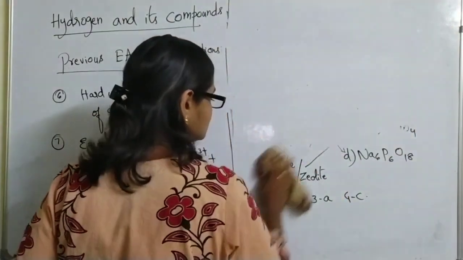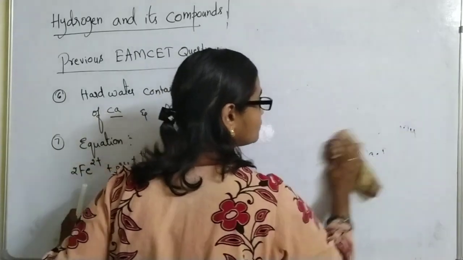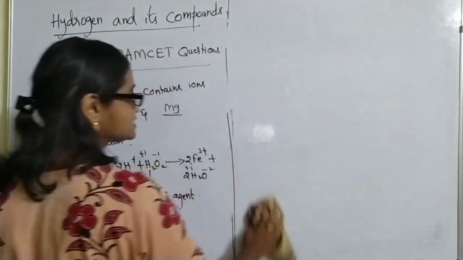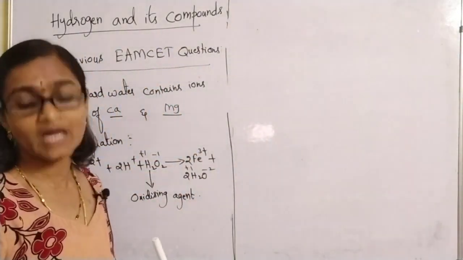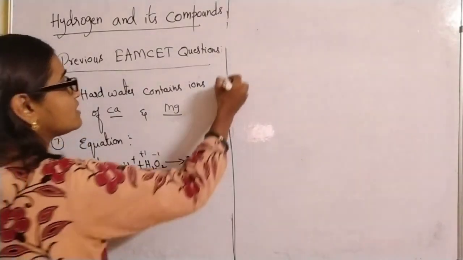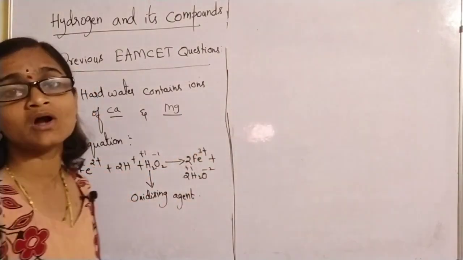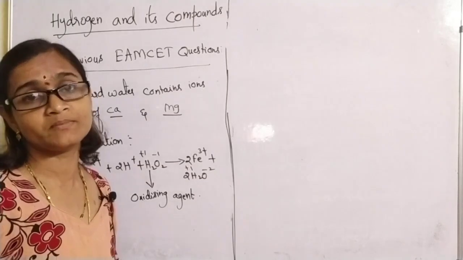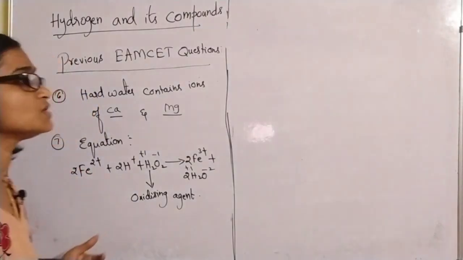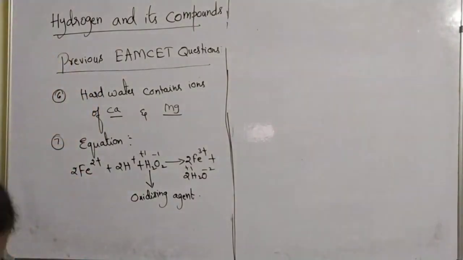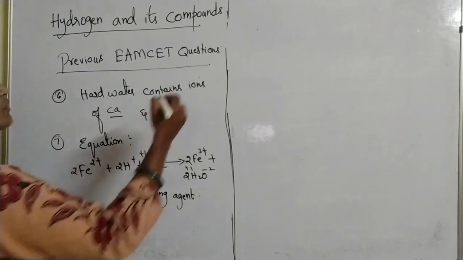Okay, so you have to focus on what kind of questions? Questions which are based on hydrogen peroxide, questions which are based on hard water and deuterium, heavy water. If you focus on these 3 areas, it will be enough for you. And next, look at this question: decreasing order of ionizable hydrogen atoms. This is also a very important question.